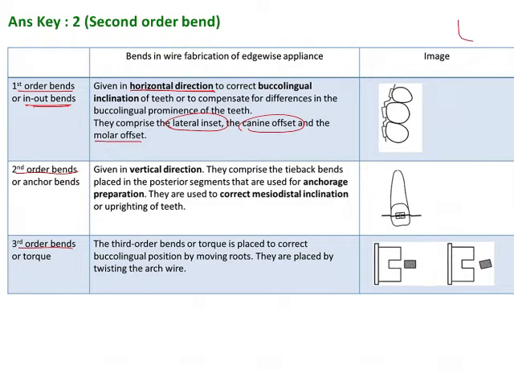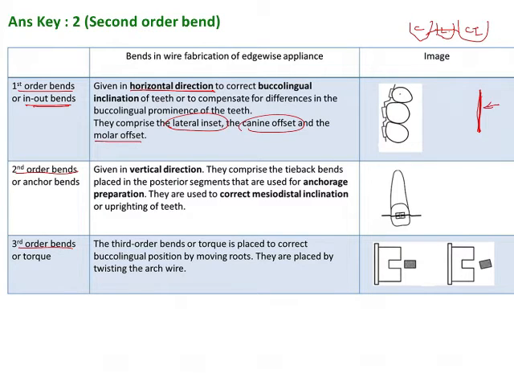If you imagine this is a central incisor, this is a lateral incisor, and this is a canine. The lateral incisor crown is placed slightly lingually as compared to the central incisor and the canine, so here we have to give a lateral inset bend. These bends are given in the horizontal direction, so you won't be able to appreciate them from a frontal view. To appreciate them, you'll have to see them from a top view.